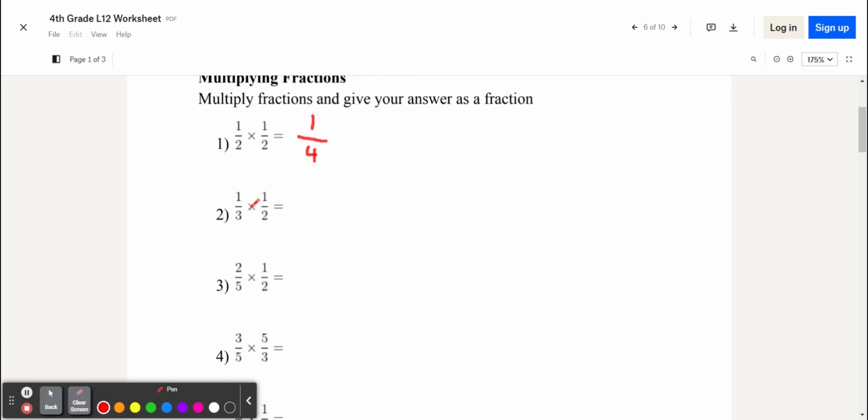So it's pretty simple. Just multiply the top and the bottom. And if there's anything that cancels out, just simplify. So in this case, there's a 1 at the top because 1 times 1 is 1. And then 3 times 2 on the bottom, which is 6.